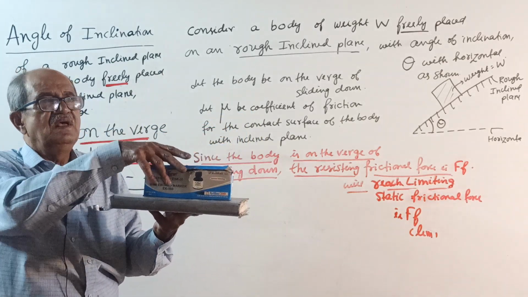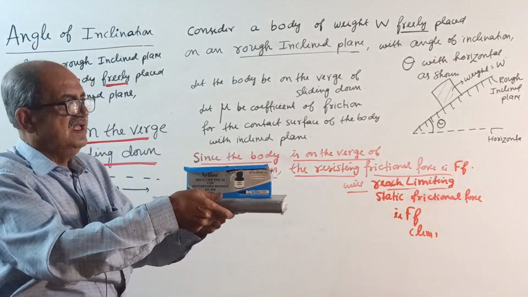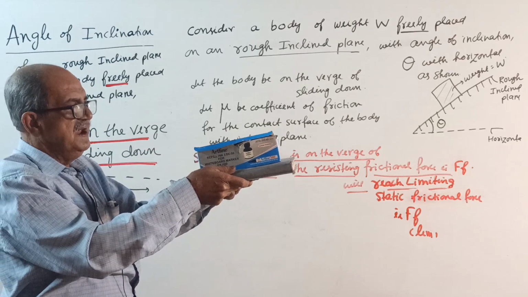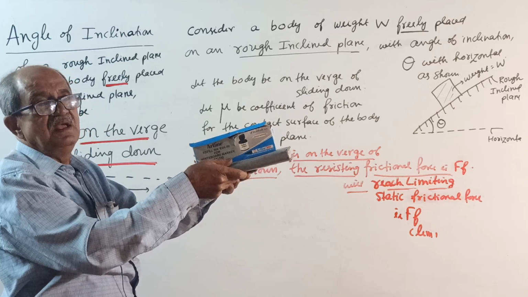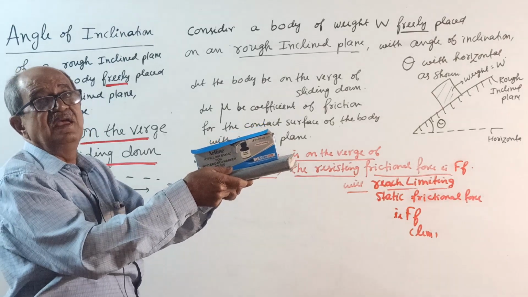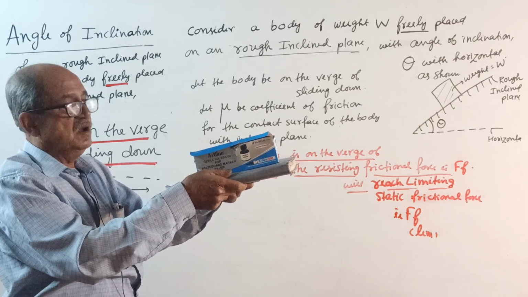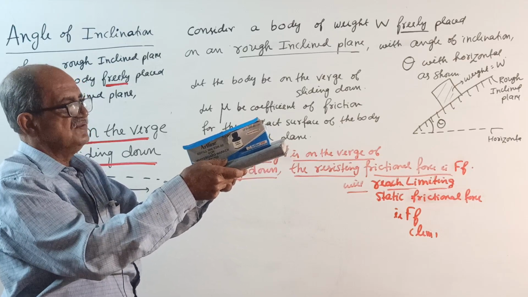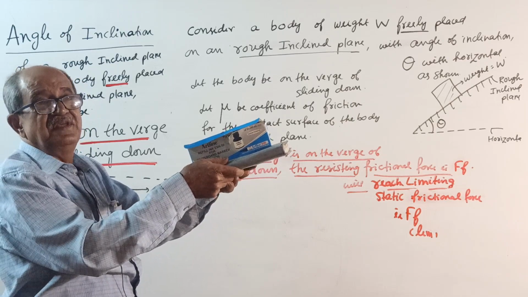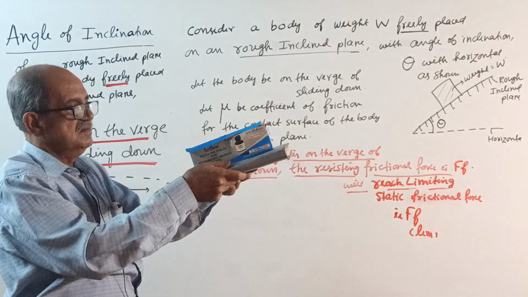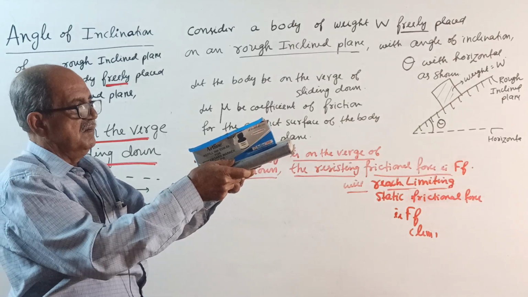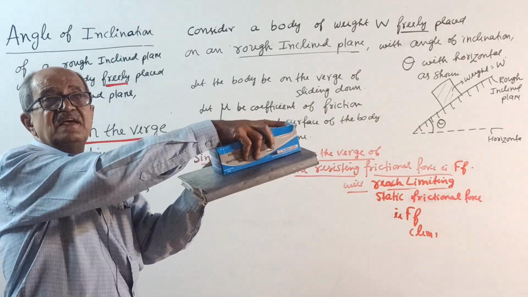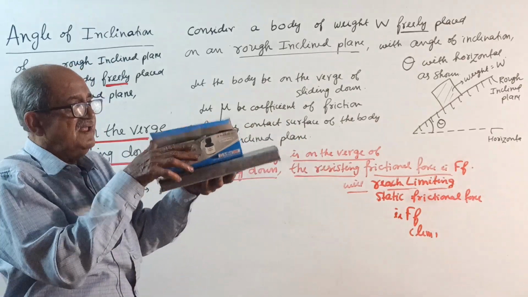Now you place it this way. This I told yesterday. Slowly increase the angle, make it inclined. You can see the body is still at rest. It is not sliding down. I will increase further. Still it is stationary, at rest. You can see there, suddenly it started sliding down.